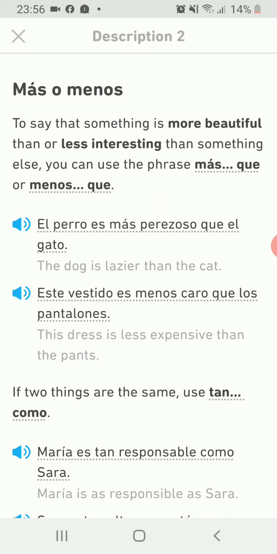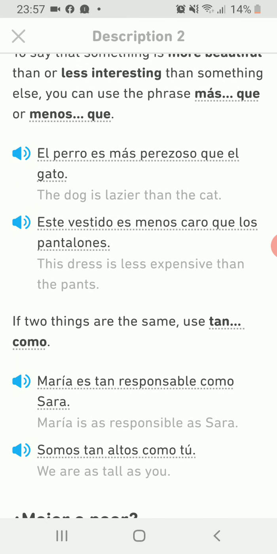Normally, we can also say more interesting and so on. For long adjectives, we use this form, but for short, we just change the ending. For example, we say prettier, taller, or lazier. Este vestido es menos caro que los pantalones. This dress is less expensive than the pants.